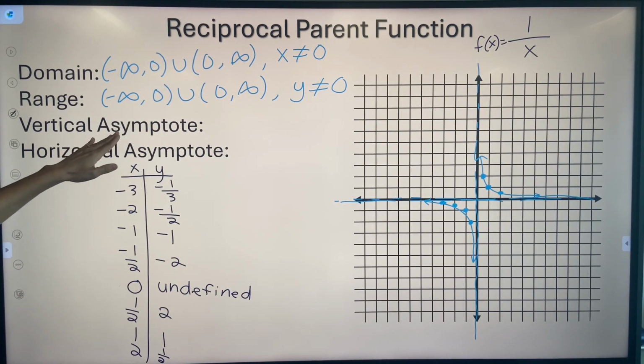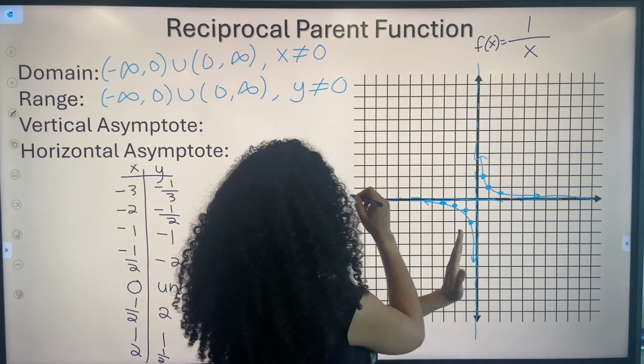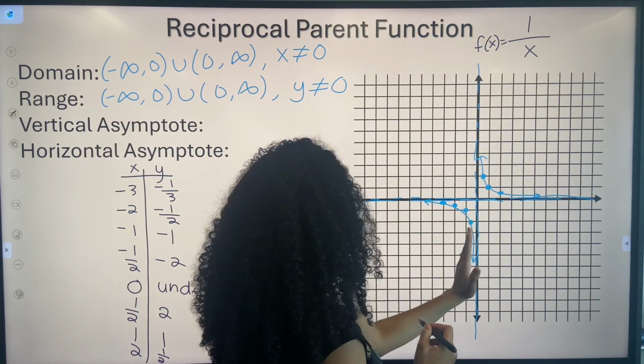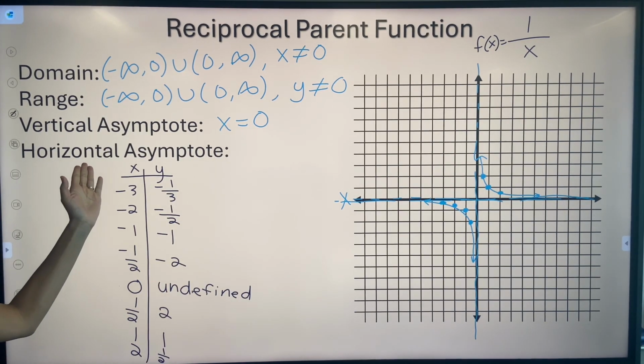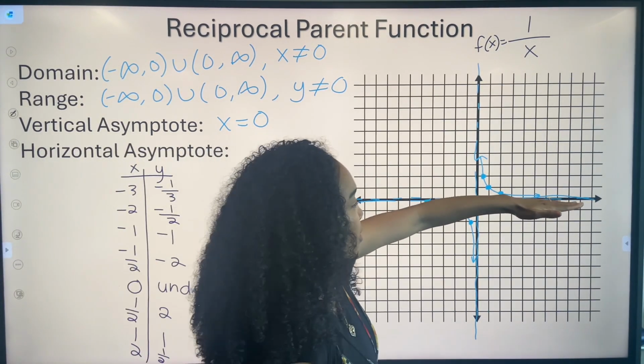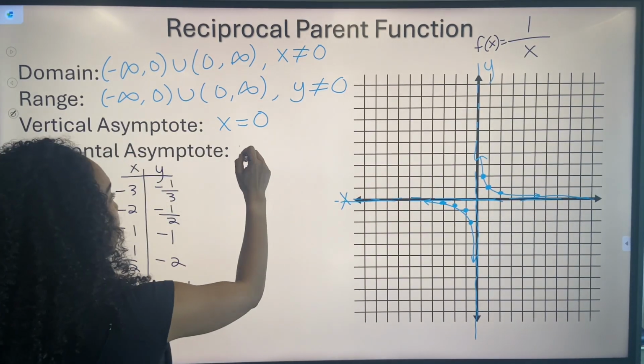This is your vertical asymptote. That crosses the x-axis at 0. So that's x equals 0. Your horizontal asymptote, this way, that crosses the y-axis at 0. So we'll say y equals 0.